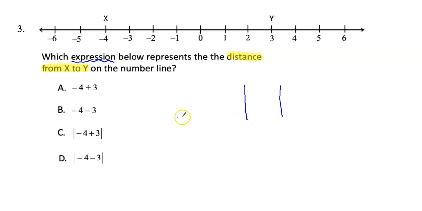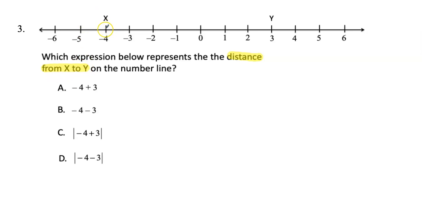And the only 2 expressions that contain these symbols are C and D. So I would eliminate answer choice A and B and then guess either C or D. But let's assume we have plenty of time. And let's go ahead and actually find the distance from x to y.